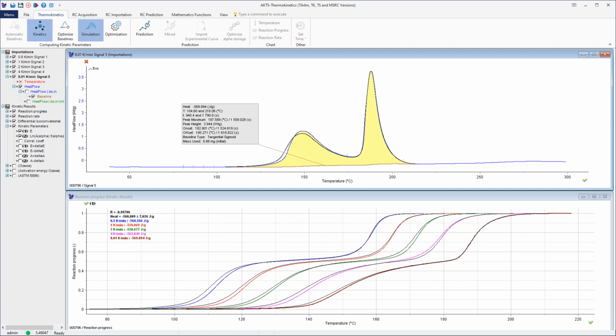The temperature of the reaction beginning increases when the heating rate increases. Often, the beginning and the end of the departure of the recorded signal from the baseline are not well defined. Therefore, reliable information concerning the reaction course is generally possible only in the range of alpha between 0.01 and 0.99.